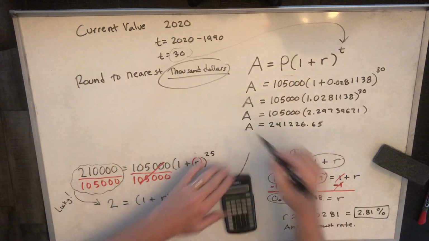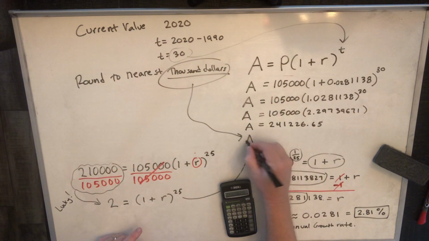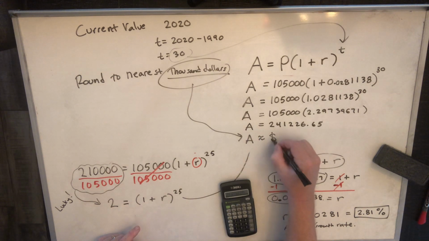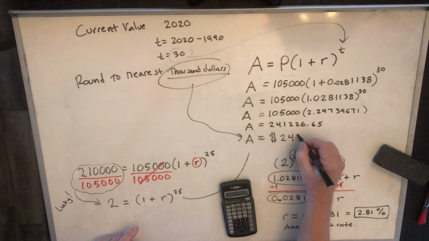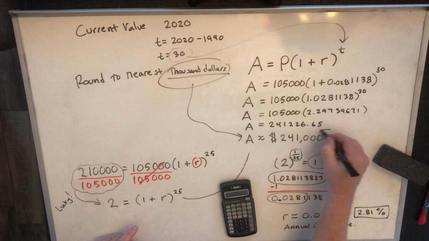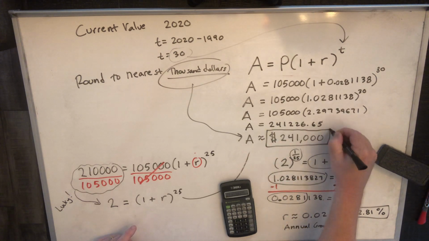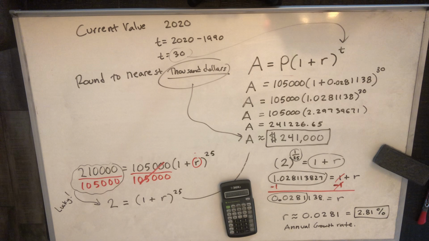Rounded to the nearest $1,000, that's $241,000. Assuming that the growth rate remains constant.